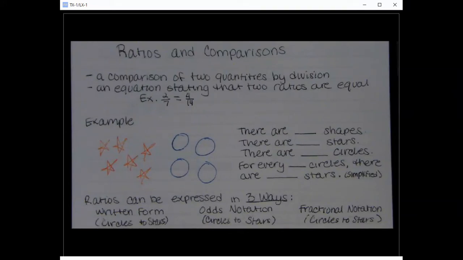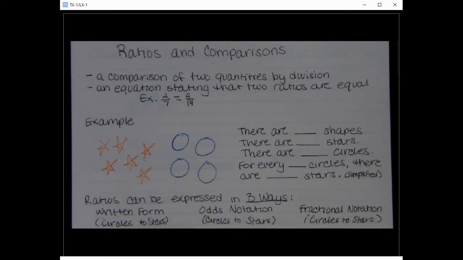Everyone. Today we're going to be working with ratios and comparisons. So a ratio is a comparison of two quantities by division, but you can also think of it as an equation stating that two rates are equal. So an example is 2 to 7, which is also equal to 4 to 14. That sounds really confusing, so let's break that down a little bit.